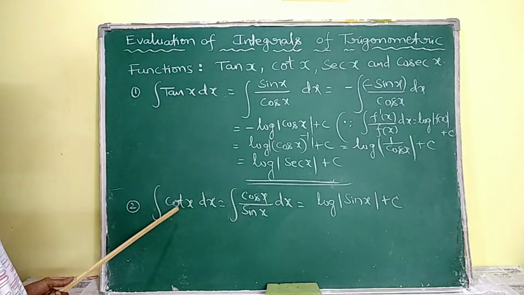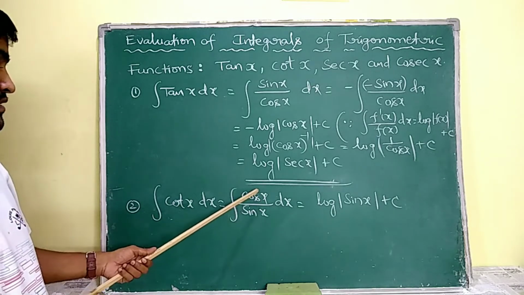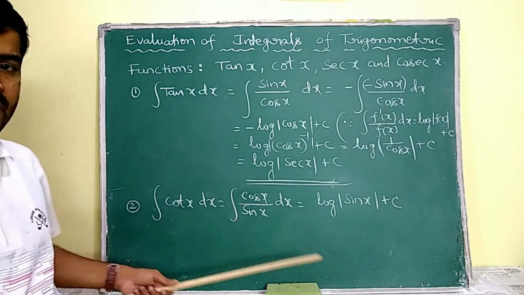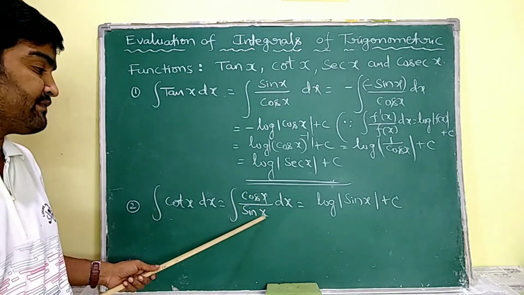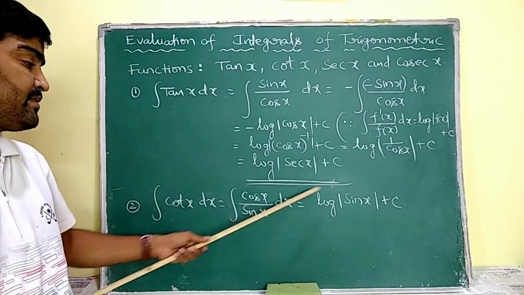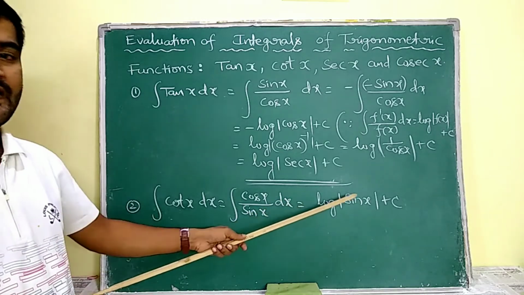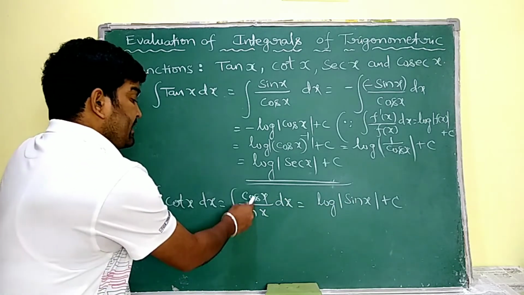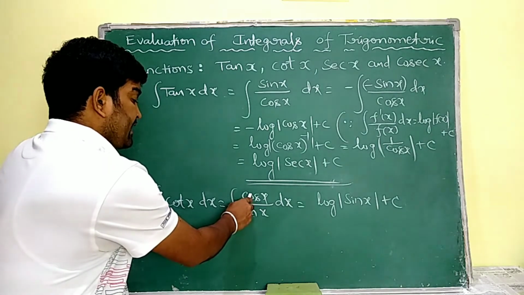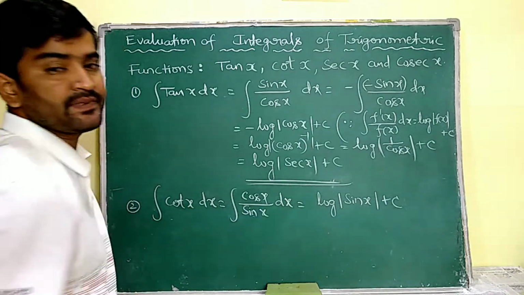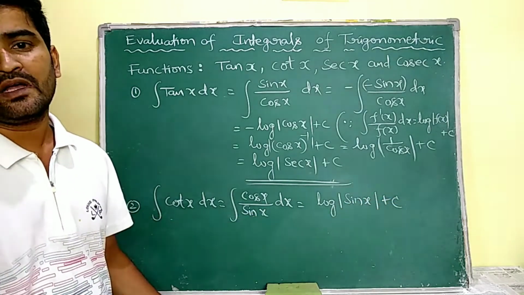Now coming to integral of cot x dx. We know that cot x means cos x by sin x, and the numerator cos x is the derivative of sin x. So it can be expressed directly as log of sin x. Why? Because sin x derivative is cos x. Then integral of derivative of sin x by sin x can be expressed as log of sin x plus c.